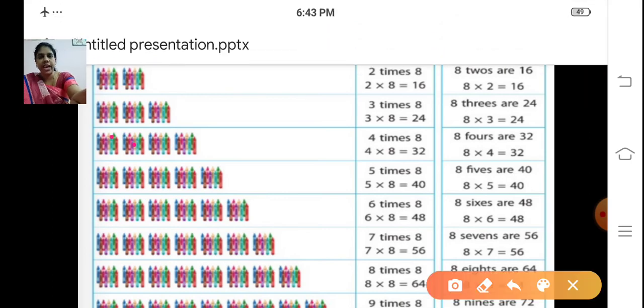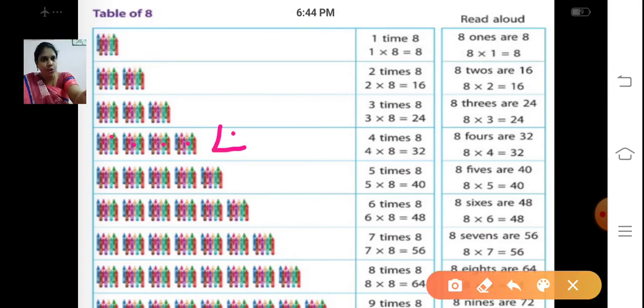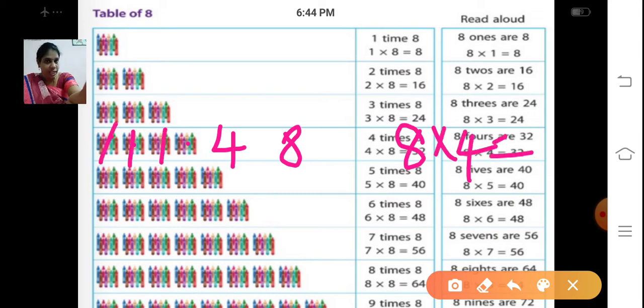See how many groups we have? 4 groups. In each group 8. So 4 times 8. So we are going to add 8 how many times? 4 times. 8 fours are, already we know 8 threes are 24. 24 plus 8, 32. 8 fours are 32.